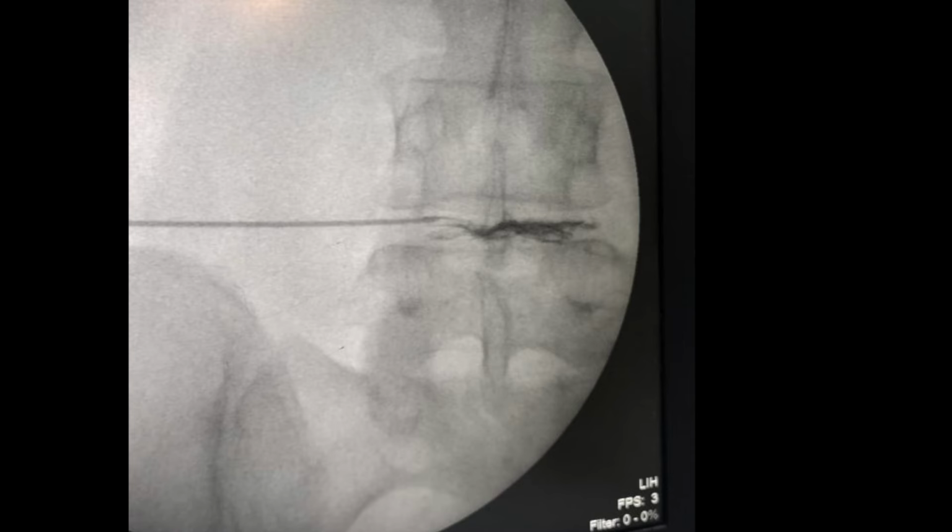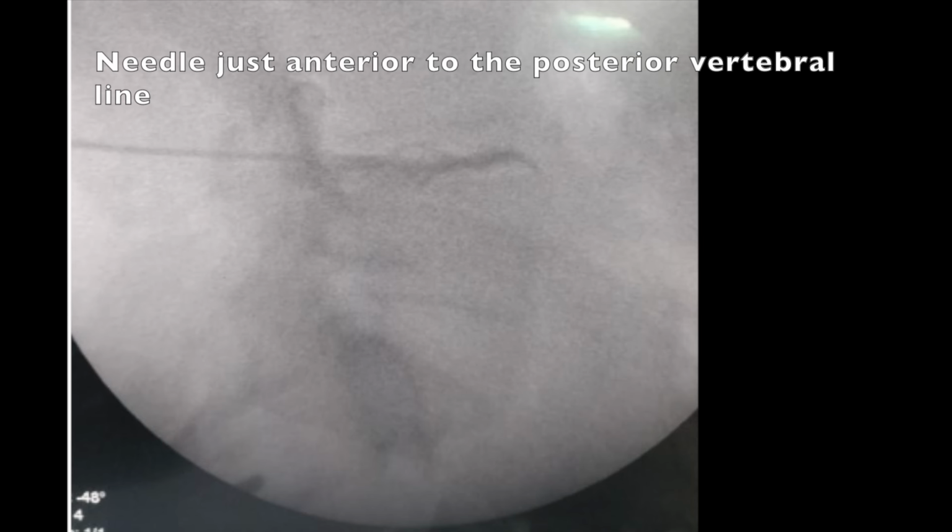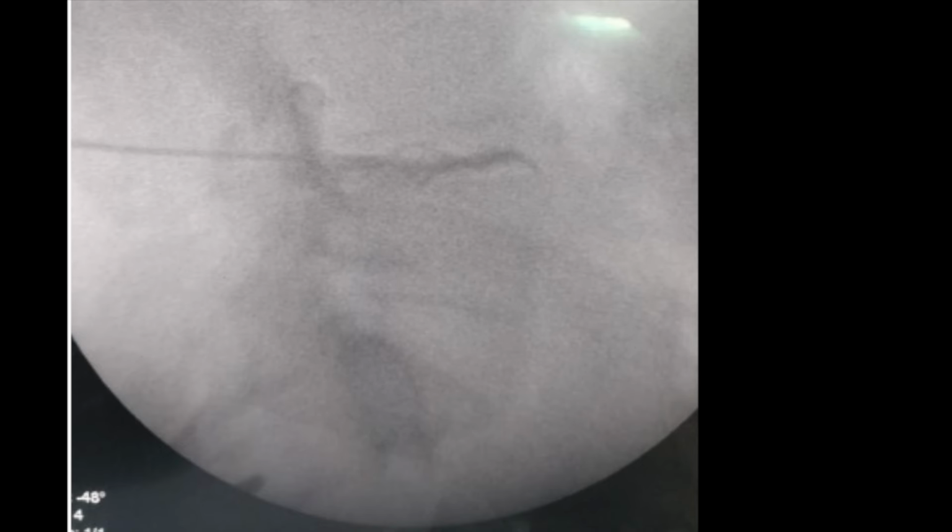Iohexol contrast is then injected, confirming appropriate spread and demonstrating that the needle tip lies within the disc. The needle was then withdrawn slightly to move out of the disc and repositioned within the foramen, as confirmed by iohexol contrast. On the lateral view, the needle tip was seen at the foraminal entry, just anterior to the posterior vertebral line. The residual contrast within the disc was also visible.